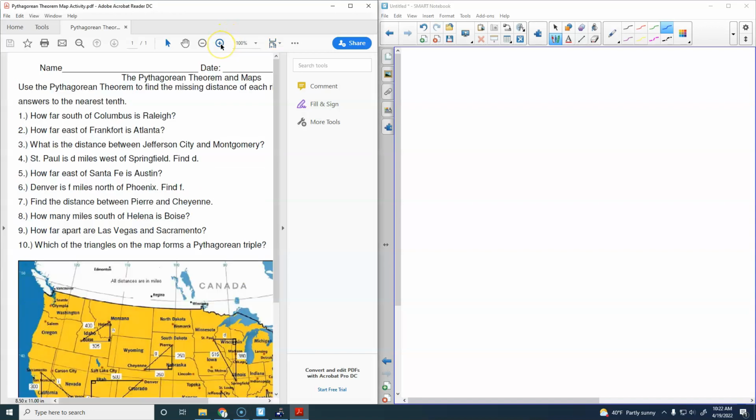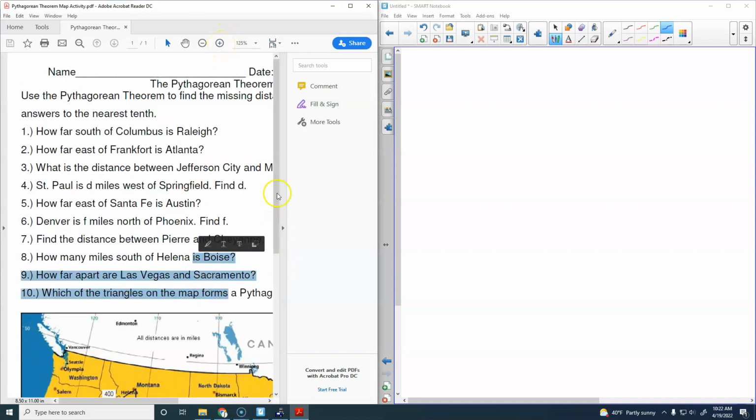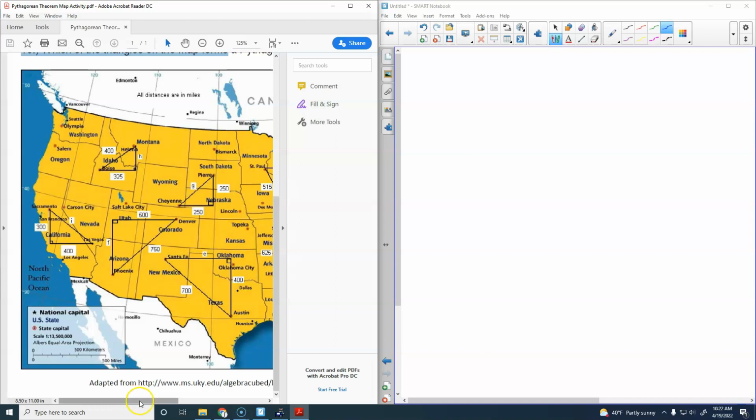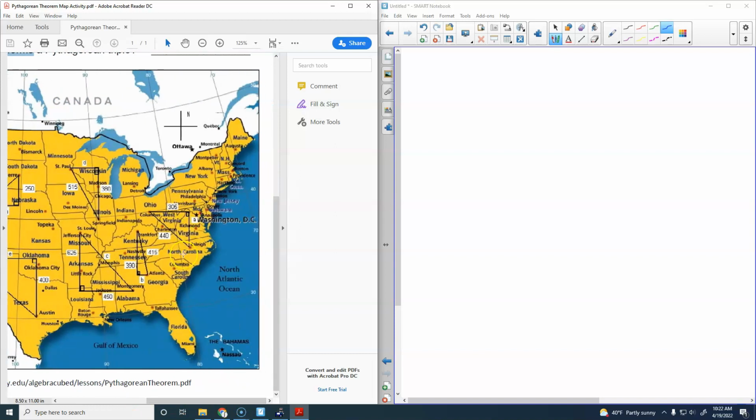Zoom in here a little bit so that I can see Raleigh and Columbus. Here we're looking at this triangle that looks like this. They tell me this side right here is 305, this side right here is 440, and that this side right here is A.